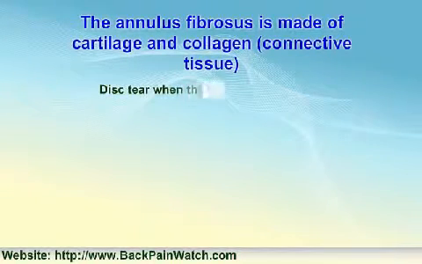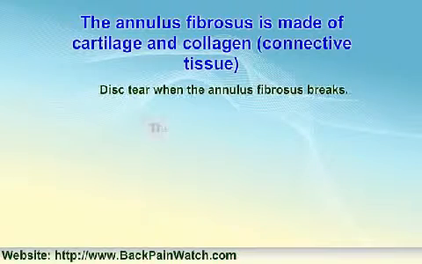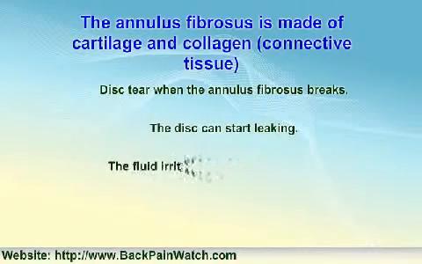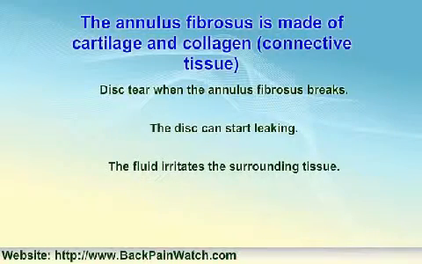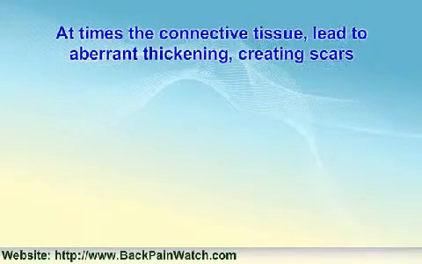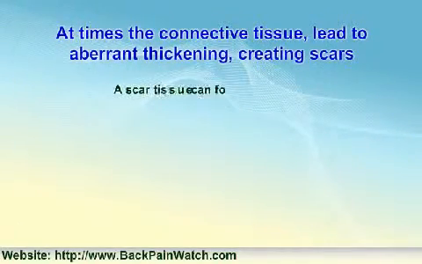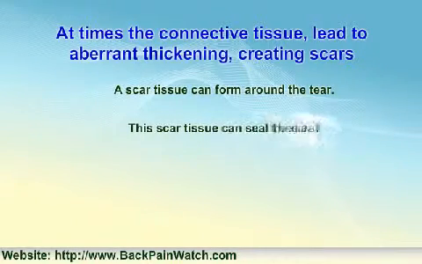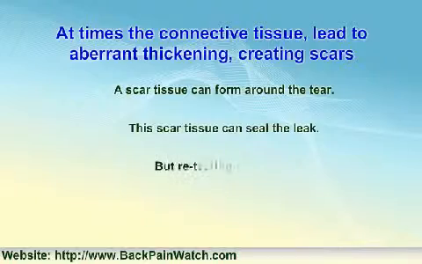A disc tear takes place when there's an interruption of the annulus fibrosus and the disc starts leaking. This liquid can irritate the encompassing ordinary tissue around the disc. At times the connective tissue leads to abnormal thickening, creating scars. A thin layer of scar tissue at the periphery of the tear may seal the leak of liquid but leave the disc subject to re-tearing.